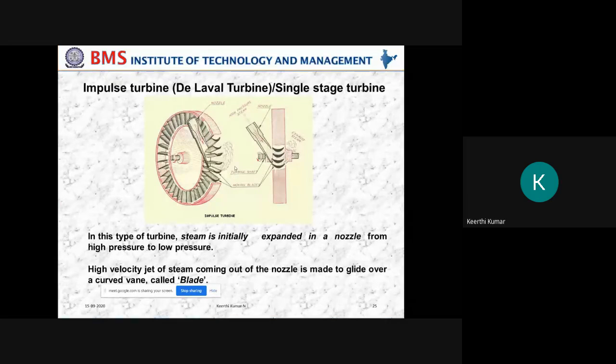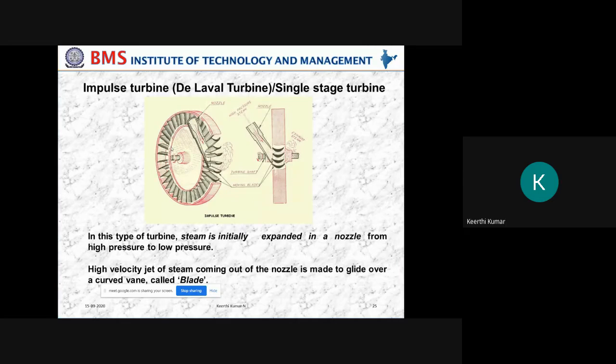How the blades are, if I see in the 3D figure, this is a 3D view. Nozzle at the center, shaft at the center, this is called nozzle, and these are all the blades. If I allow the steam to pass through the nozzle, high pressure steam will convert into velocity and it will strike on the blades. Because once the steam is striking on the blades, this blade starts rotating, correct? This turbine starts rotating and the power is generated.